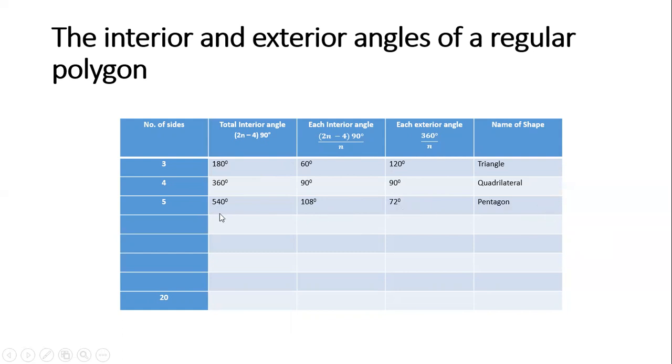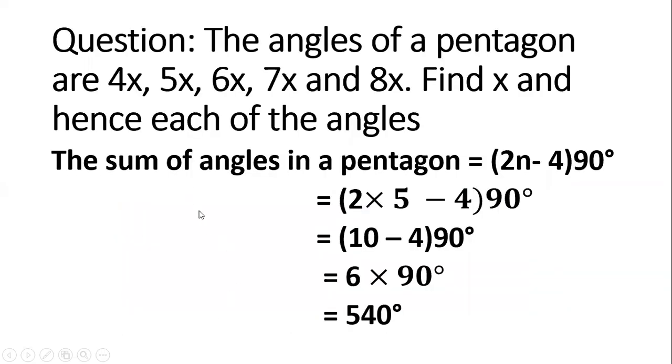So that's pentagon. So you can continue with 6, 7, 8, 9 until you get to 20. That's your own assignment. Now, I want to solve 1 or 2 other questions. Question 1, the angles of a pentagon are x, 4x, 5x, 6x, 7x, and 8x. Find x and hence each of the angles.